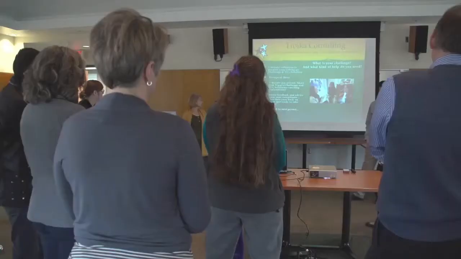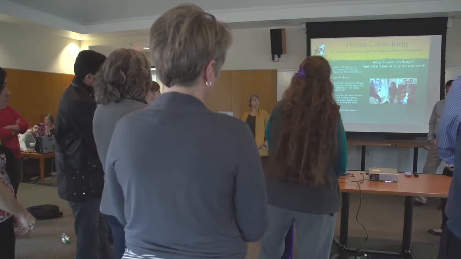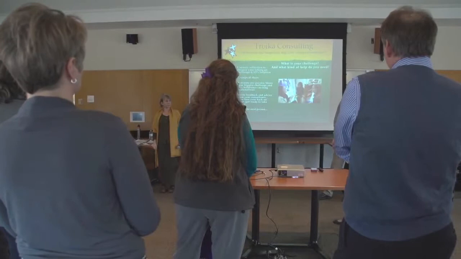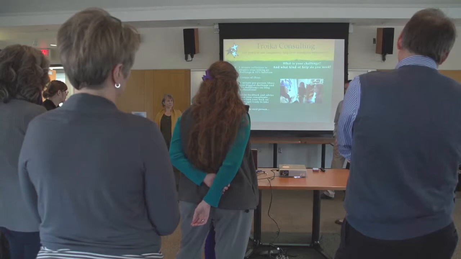Now, each person will have 1 minute to discuss their challenge, and so the first person will share. And we call this, in Troika Consulting, you have a client, and you have a consultant. There's gonna be two consultants in there since you're meeting in groups of three. The client is the person who is speaking. They have 1 minute to discuss the challenge and their little sliver, their 15% solution. And then also they're going to be inviting the consultant and asking them for help.